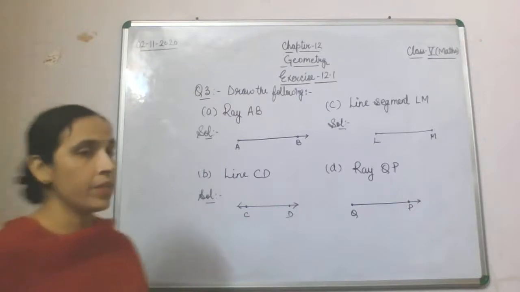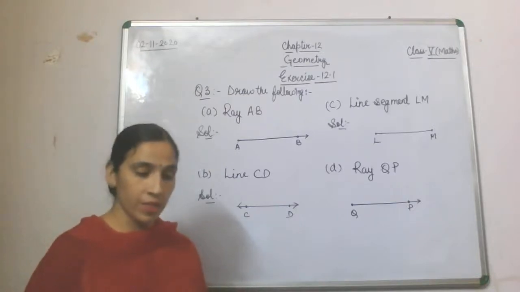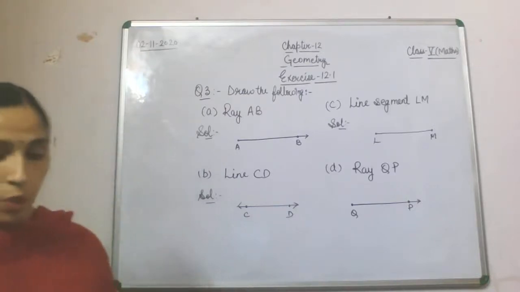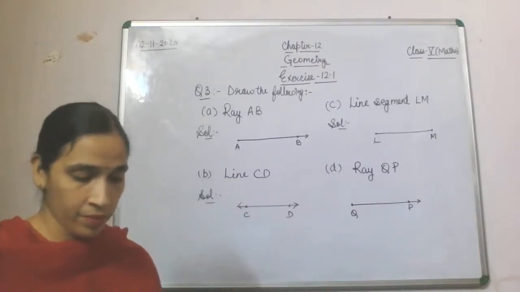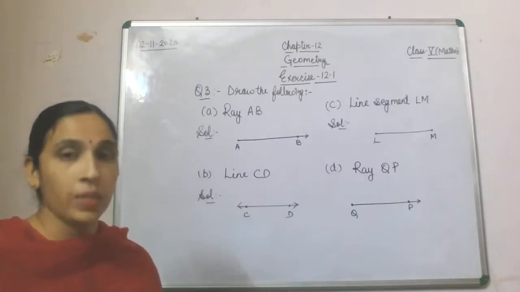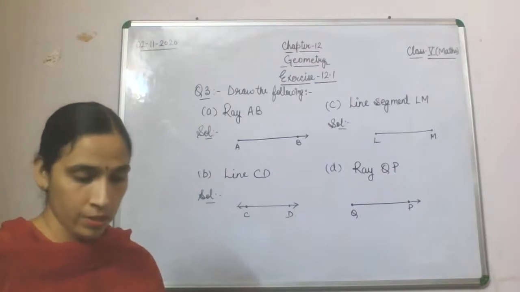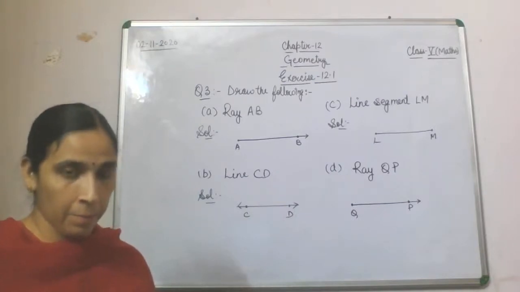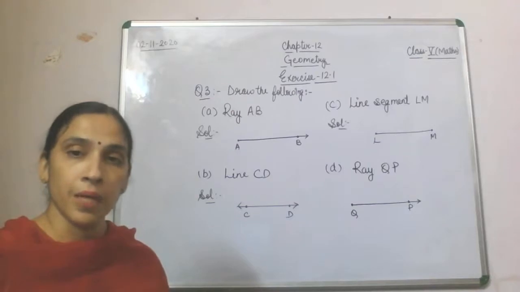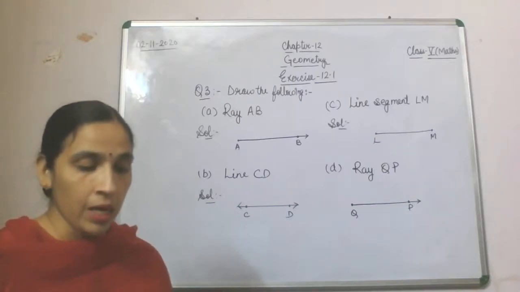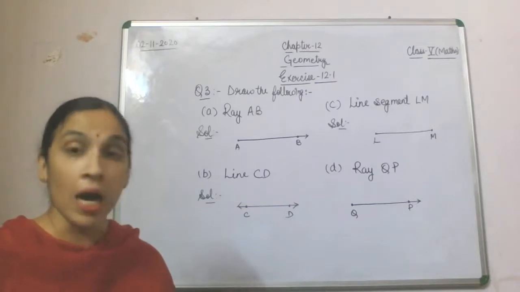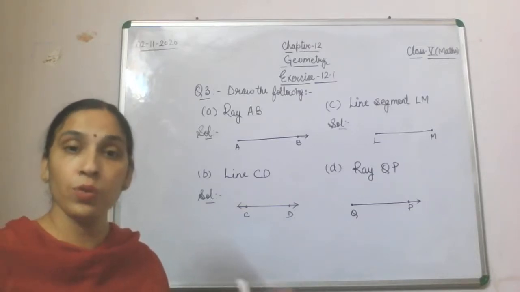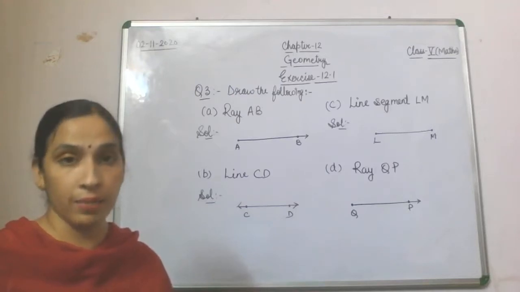So that is your ray QP. So what we have seen today, the properties related to your line segment and ray, and how will you identify between line segment and ray. After identification, how will you draw line segment and ray?